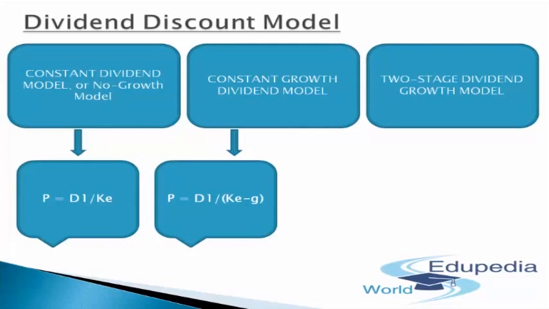A weakness of all the dividend discounting models or dividend growth models is that they are all very sensitive to the input values. So the input values which you use in order to extract the final intrinsic value will determine the result.